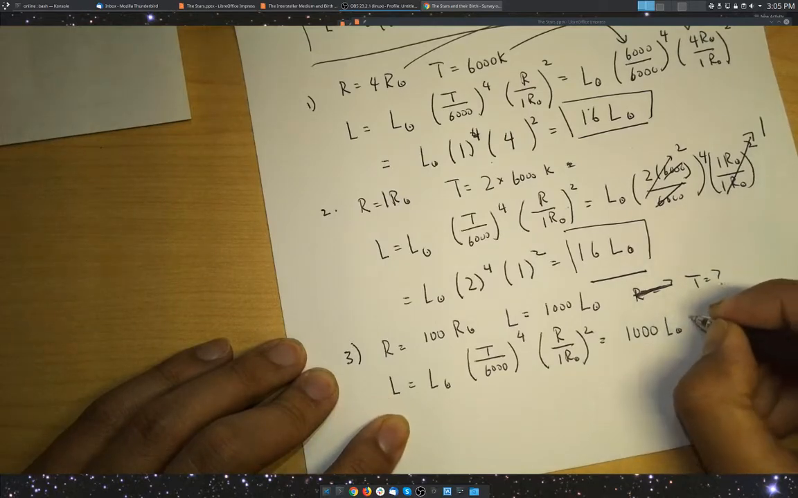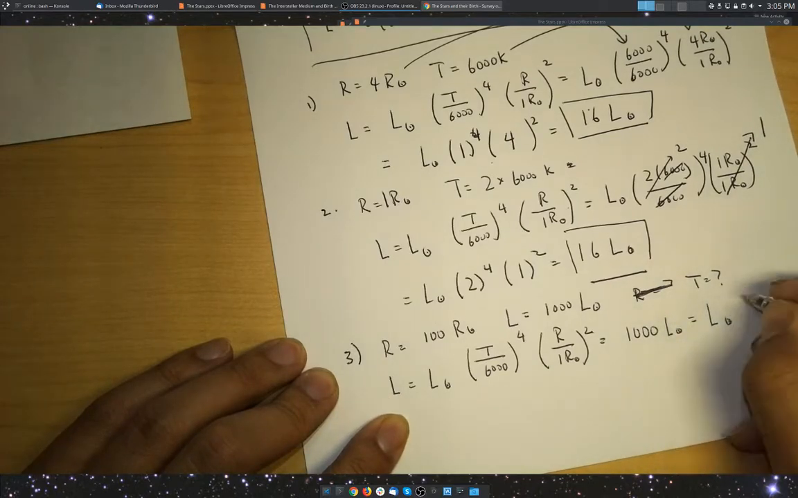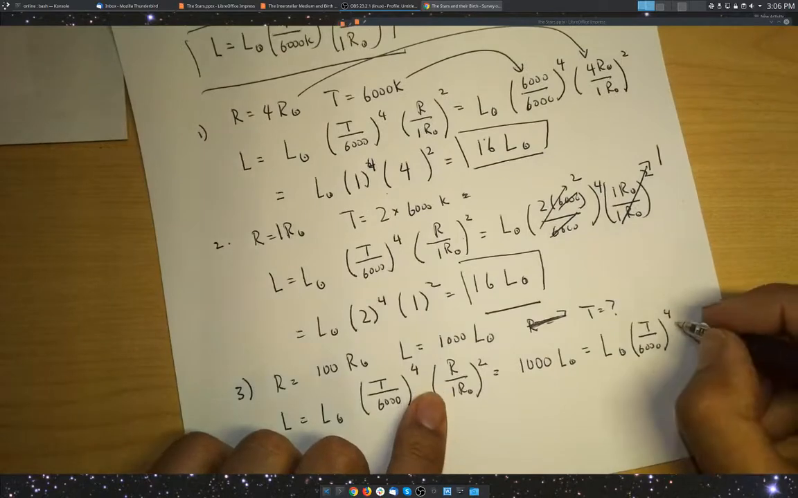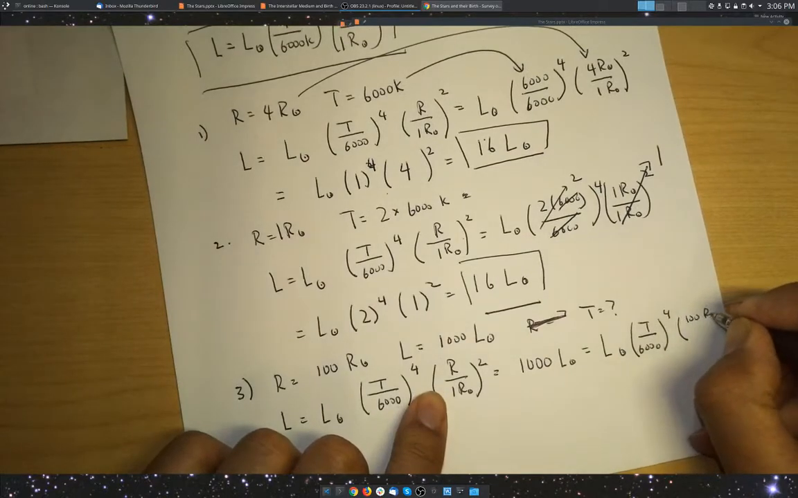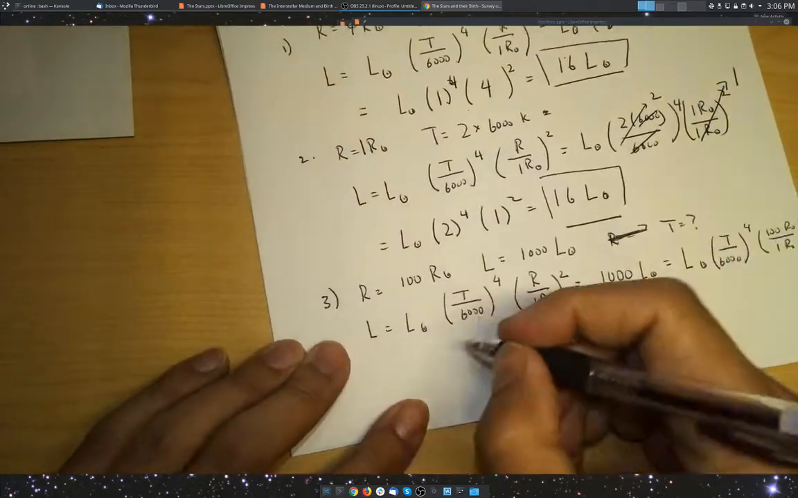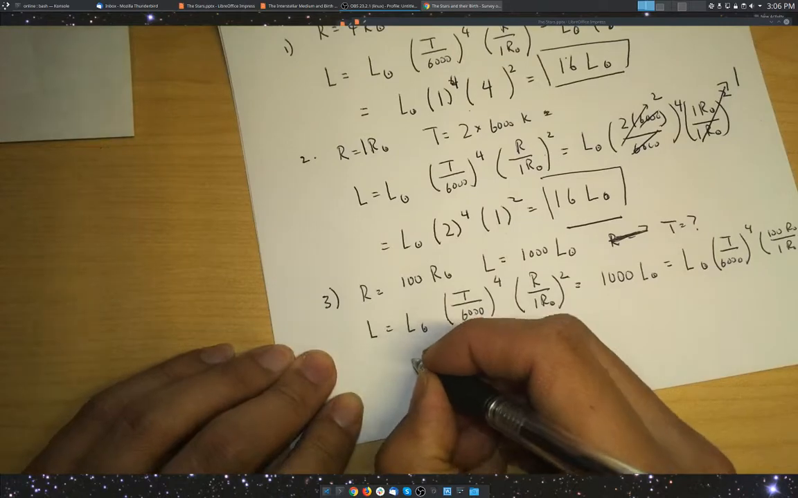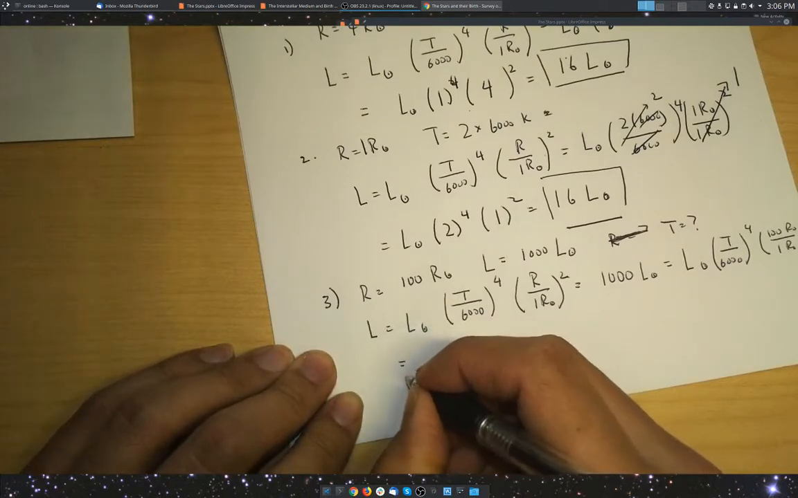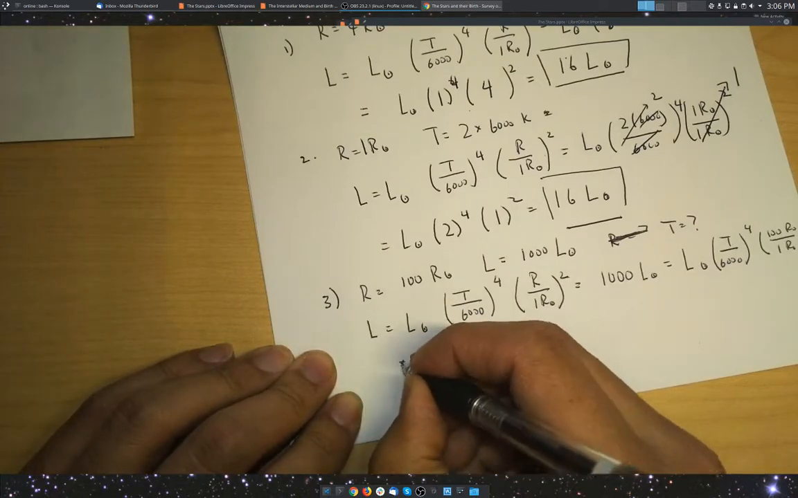L solar is equal to L solar times T over 6,000 to the fourth, and this is 100 times larger, so it's 100 R solar over 1 R solar squared. Okay. So let's go figure this out. So it's going to be, let's write this thing out.